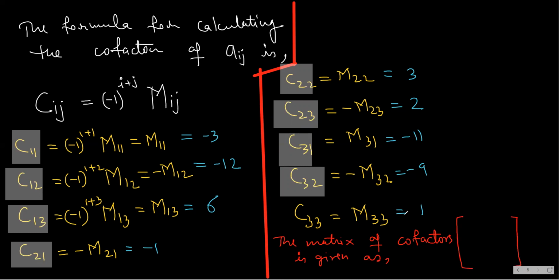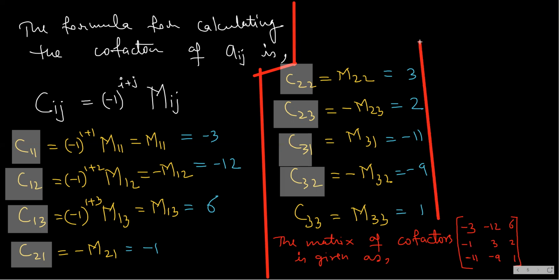So begin. C11, -3, then -12, then 6, then C21, -1, then 3, then 2, then -11, then -9 and 1. This is the matrix of cofactors.